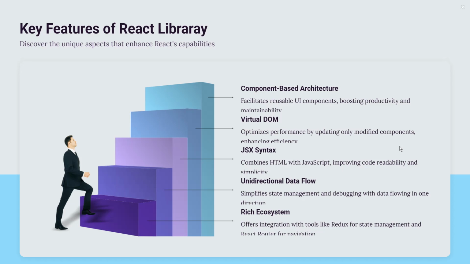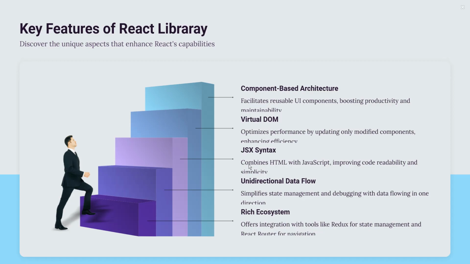Okay, so next we will understand the key features of the React library. The first one is component-based architecture, which facilitates reusable UI components, boosting productivity and maintainability. We already discussed this in the last session. And the virtual DOM is one more key feature. That is a major part of React.js, one of its advantages.